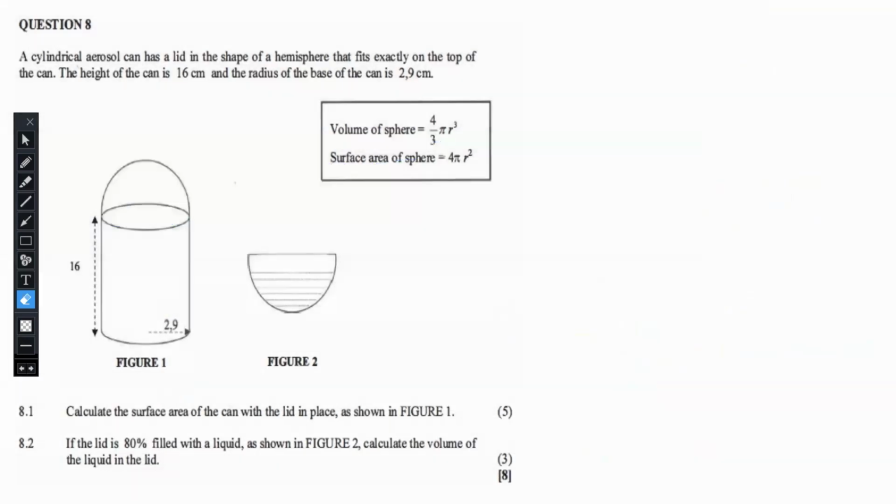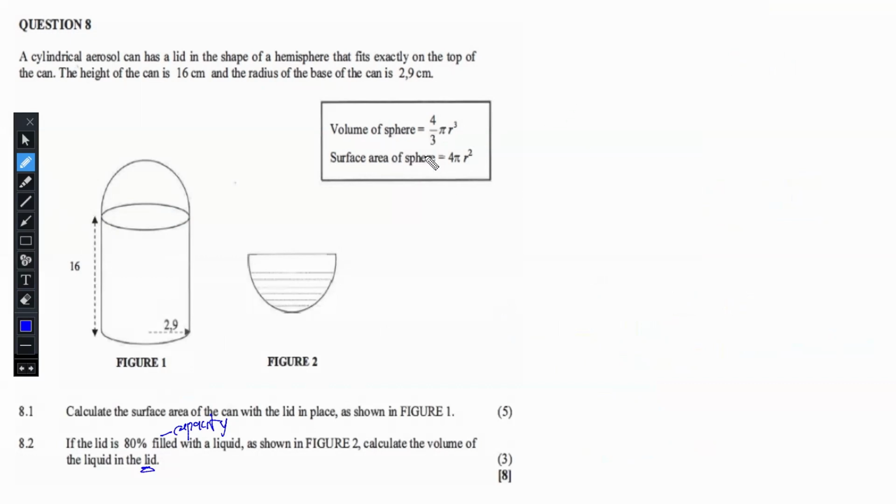It says if the lid is 80% filled with a liquid, as shown in figure 2. So when we are talking about the volume, we are talking about the capacity, how much liquid it can hold, or how much of the amount of substance that will be filled in there it can hold. As shown in figure 2, calculate the volume of the liquid in the lid. Right, so let's check right now.